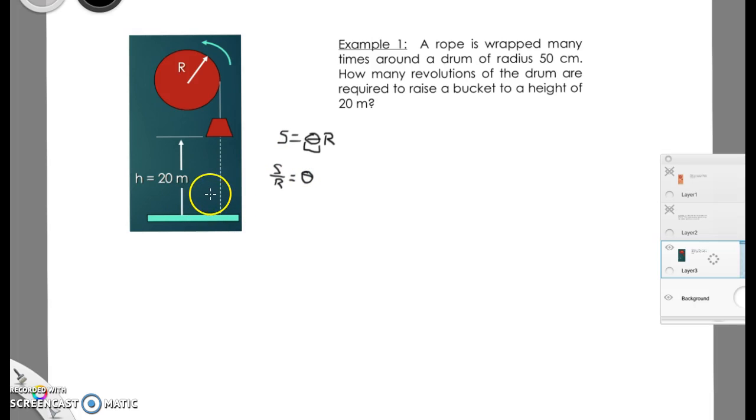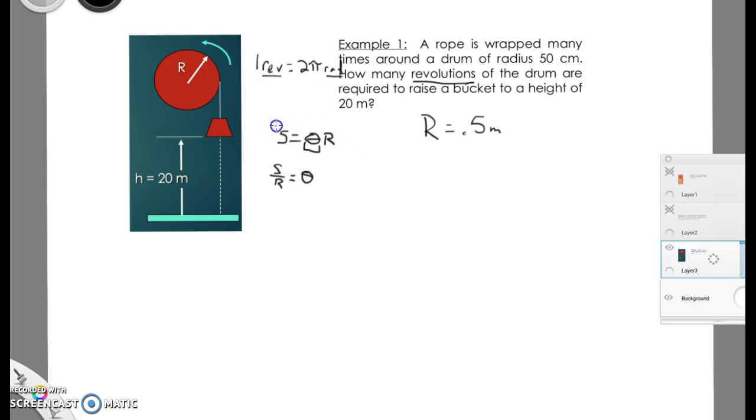In this scenario, we have a drum that's being rotated to lift up this object. It says this drum has a radius of 50 centimeters, or we'll say 0.5 meters, and we're asking how many revolutions of the drum are required to raise the bucket to a height of 20 meters. Revolutions is how many times it needs to be rotated. We know that one full rotation, or one revolution, is equal to 2 pi radians, so if we can find the number of radians, we can easily get the number of revolutions.